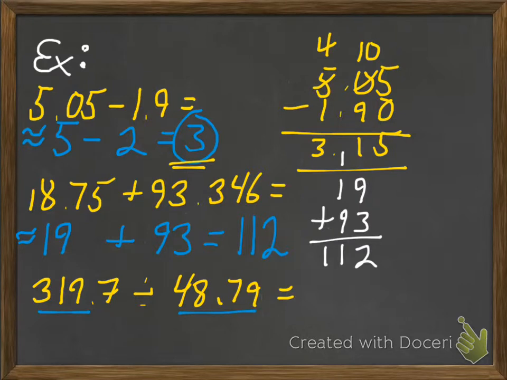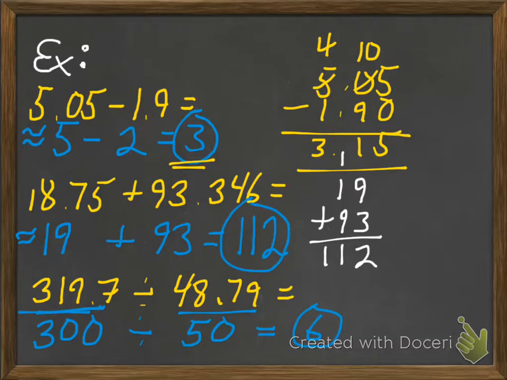Well, 48.79 is pretty darn close to 50. Now, if I round 319.7 to a number that will be divisible by 50, the most logical one is just to round it to 300. Now notice, that's a big round. We've chopped 19.7 off. But in the scheme of division, that's not such a big deal. And now we're going to get a nice, neat round. 300 divided by 50 is exactly 6.